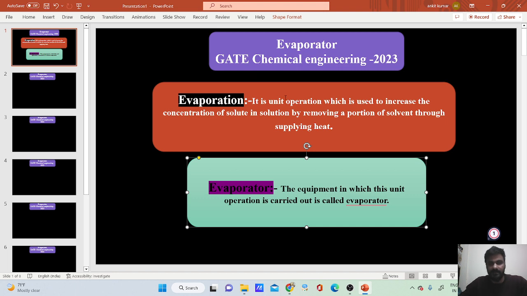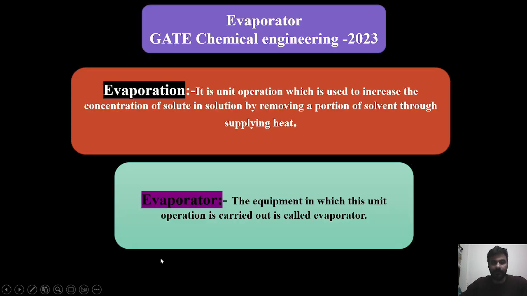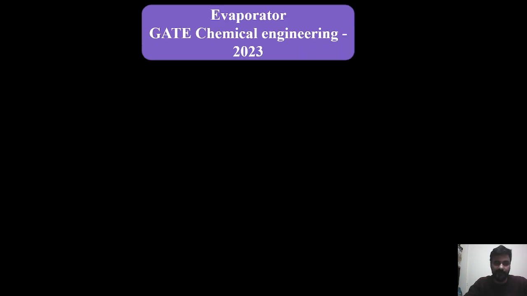Okay, so let's start with today's topic, that is evaporation. You can see on my screen that the evaporation process is a unit operation which is used to increase the concentration of solute in the solution by removing a portion of solvent through supplying heat, right? So now this is a unit operation, so definitely we'll need equipment to carry out this unit operation. The equipment in which the unit operation is taking place is called the evaporator, right?